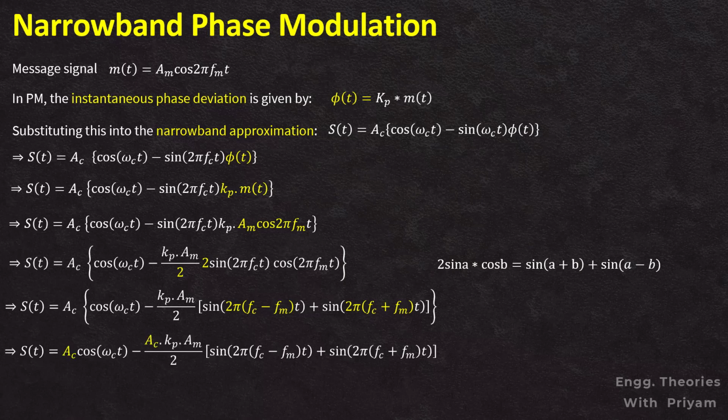Now we will multiply Ac with both the terms. Then this narrowband phase modulated signal will become Ac into cos ωc t minus Ac into kp into Am divided by 2 into [sin 2π(fc minus fm)t plus sin 2π(fc plus fm)t].